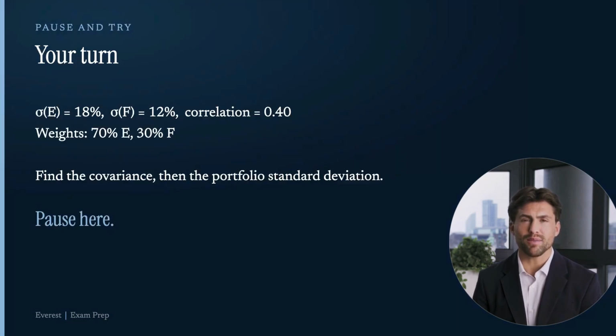Now, pause the video and try one. Stock E has a standard deviation of 18%. Stock F has a standard deviation of 12%. Their correlation is 0.4. A portfolio holds 70% stock E, 30% stock F. Find the covariance, then the portfolio standard deviation.